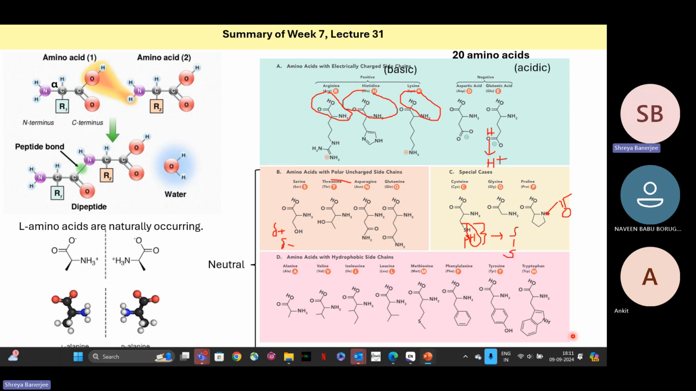And the last class of amino acid is where they are neutral, but the side chain is hydrophobic. Hydrophobic meaning they are mostly like long aliphatic chains. So it does not need to be long, but it's an aliphatic chain. So in this, you have alanine, where the R is just a CH3 group. You have valine, where R is an isopropyl group, CH attached to two CH3s. Then you have isoleucine, where again you can see it is a secondary butyl group. Leucine, where it is an isobutyl group.